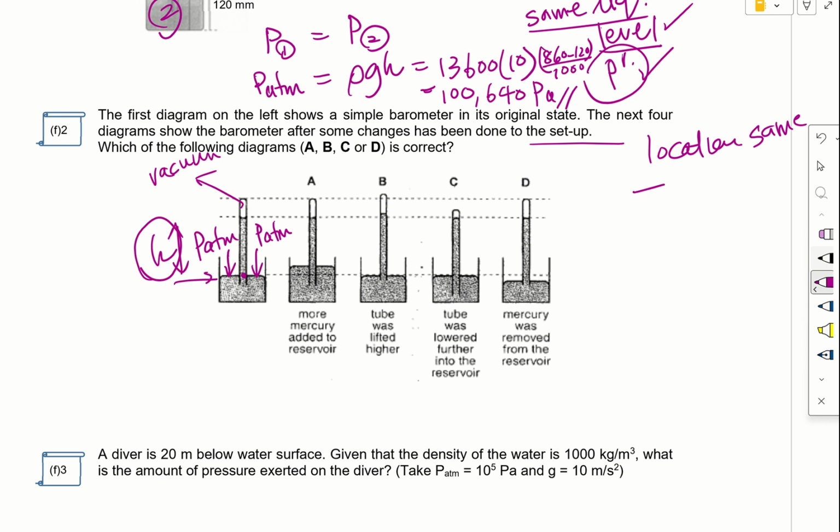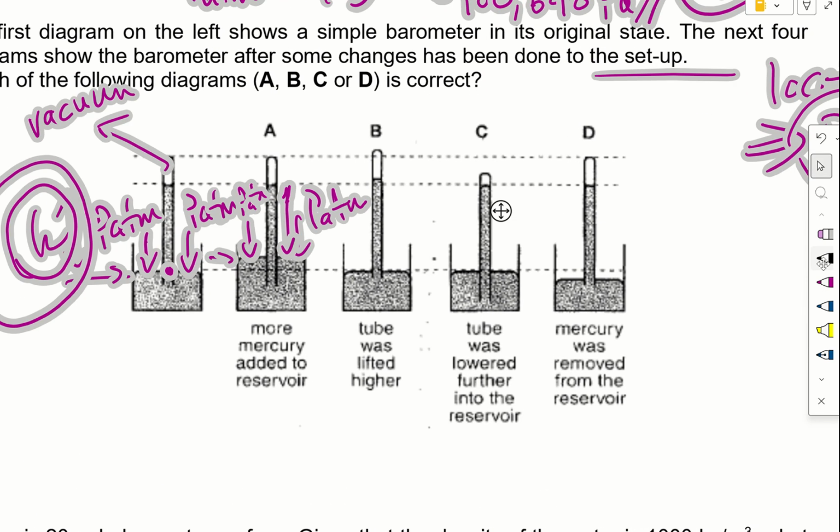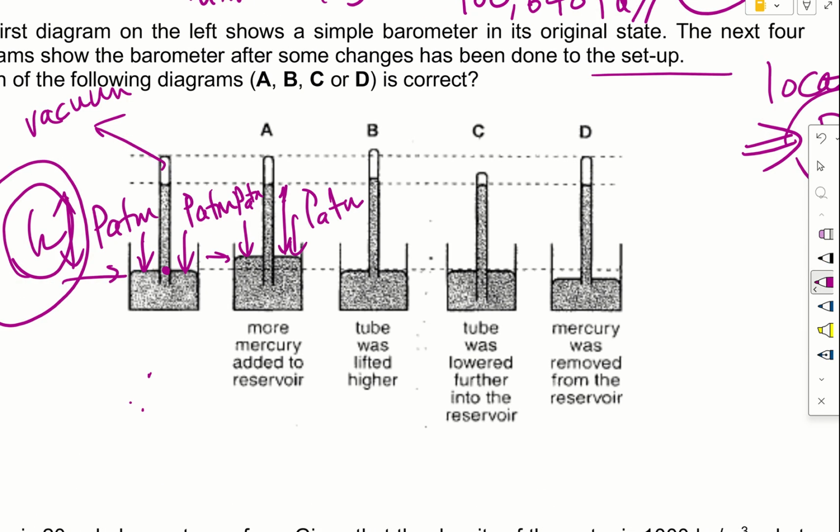right? Which means they only changed the setup, but the place where they are conducting this experiment is the same. That means the atmospheric pressure should not change, right? So we are going to look for this height of mercury column, whereby we have same liquid, same level, same pressure. So over here is also PATM, and we see that this height is actually lower than the height in the first diagram. That means the atmospheric pressure is actually lower, okay?